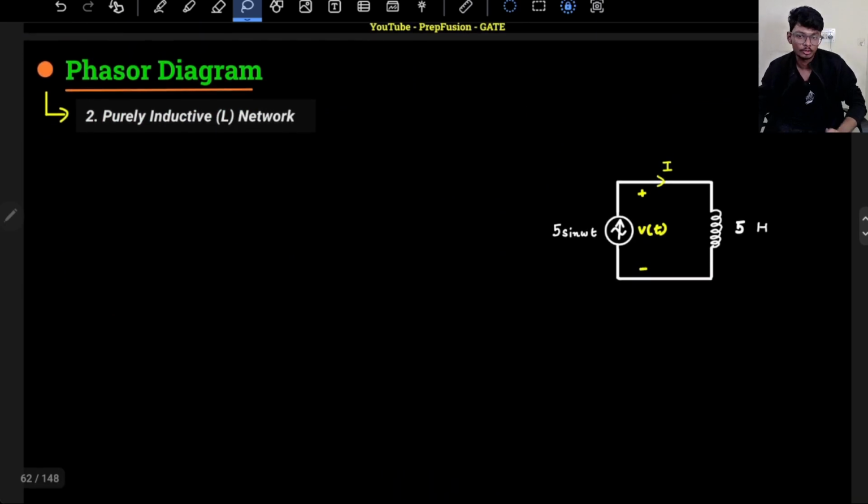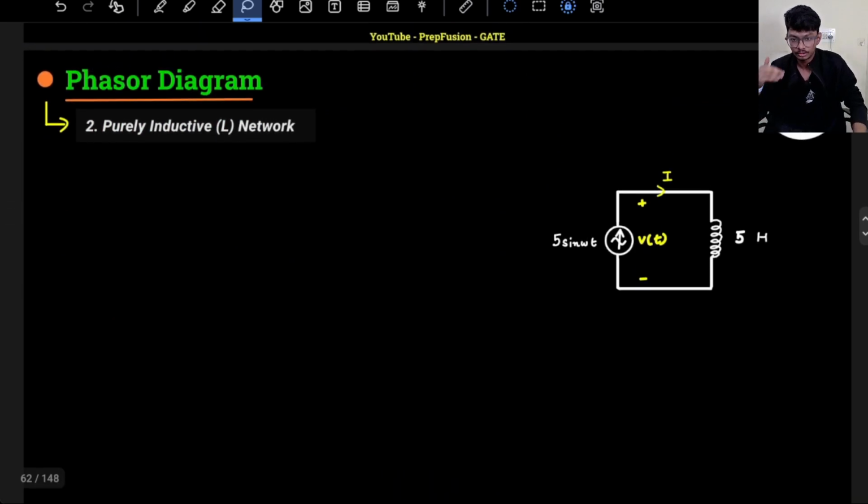Now let's discuss the purely inductive network. From here your actual AC starts. I'm taking a current source because it will be easier to calculate. If I take a voltage source, the integration will be a bit complicated. That's why we are ignoring the voltage source. Ultimately the final answer won't change, and let's not go into complex things from the start itself.